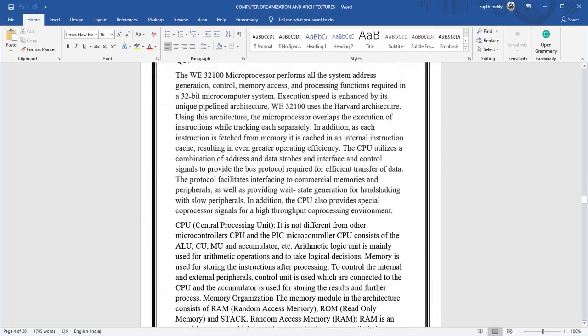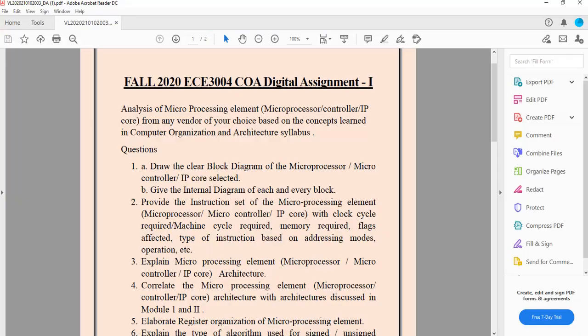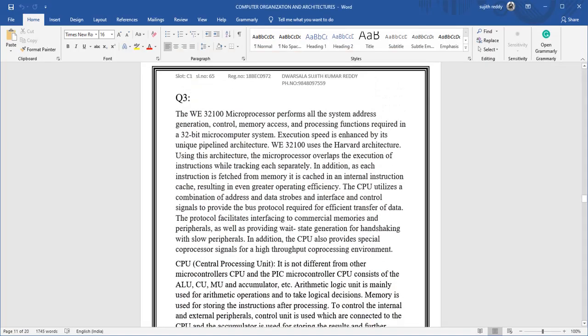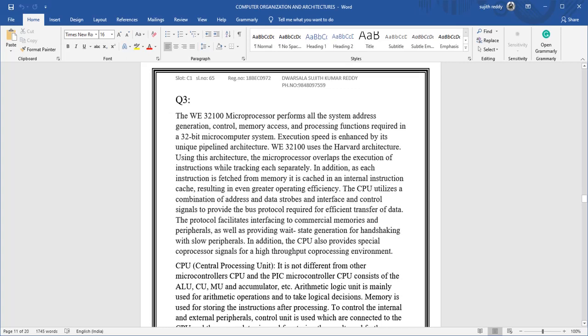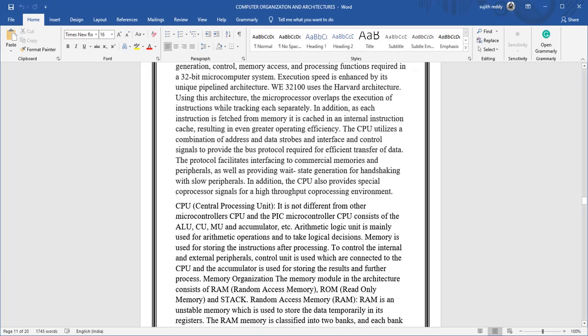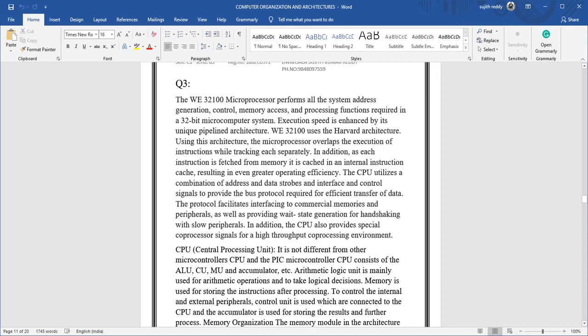The next question is: explain the microprocessing element and architecture. The Western Electronic 32100 microprocessor performs all the system address generation, control, memory access, and functions required in a 32-bit microcomputer system. Execution speed is enhanced by its unique pipeline architecture. The Western Electronic 32100 uses Harvard architecture. There are two different types of architecture, and we will discuss the other type in the next question.